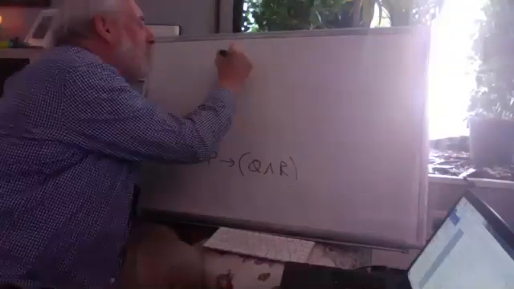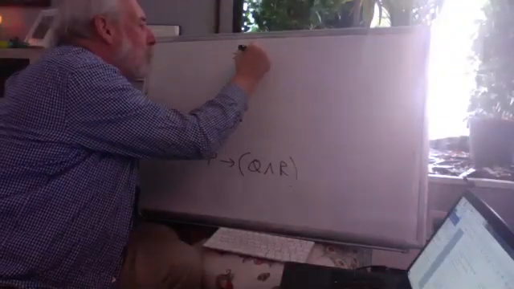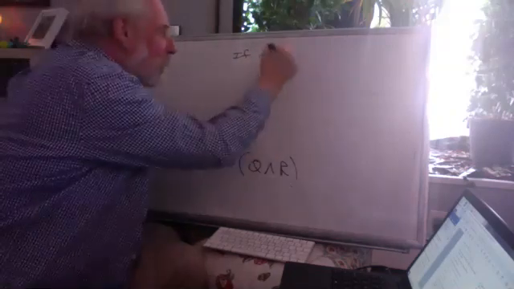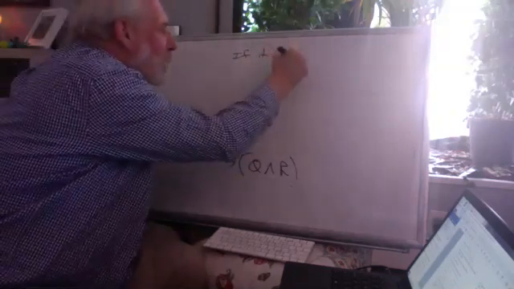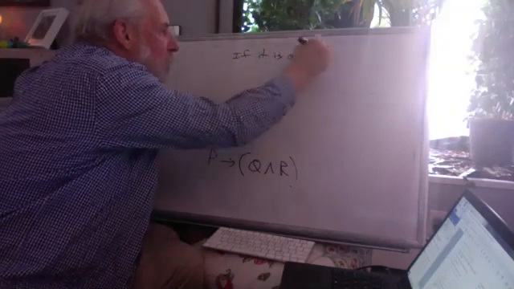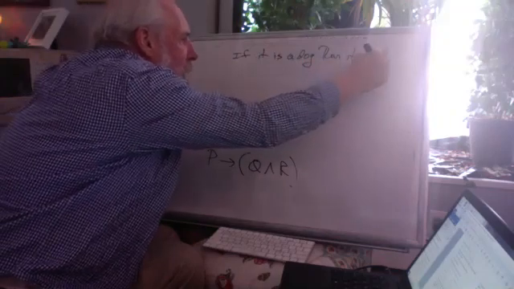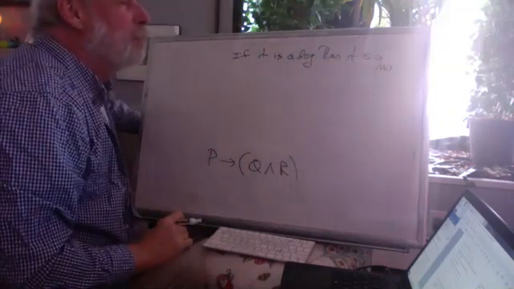Well, first, let's look at this one. We're going to look at these statements today. That's what we're going to be doing today. If it is a dog, then it is a mammal. Is that the one I want to use? Hang on a minute.